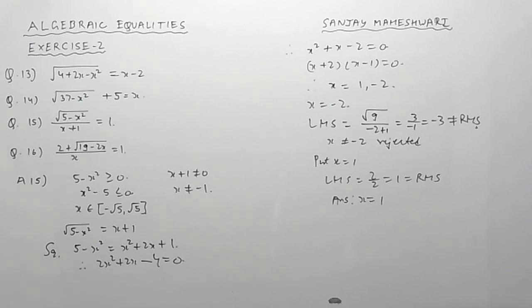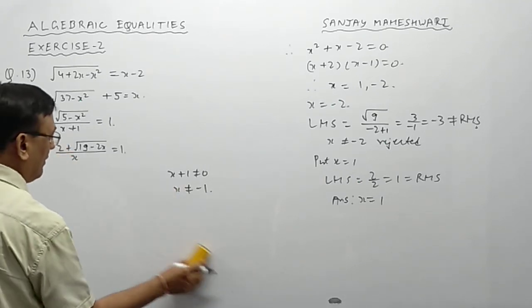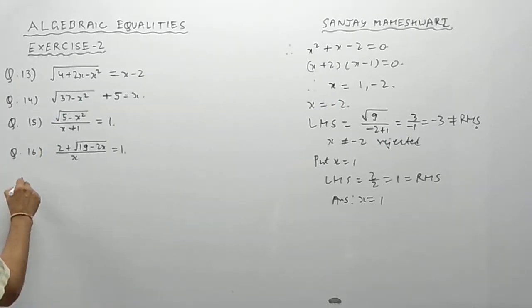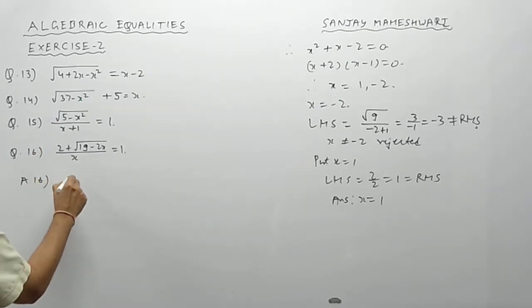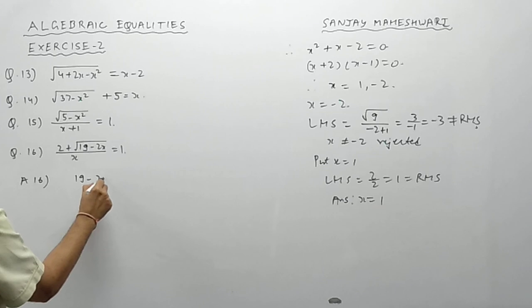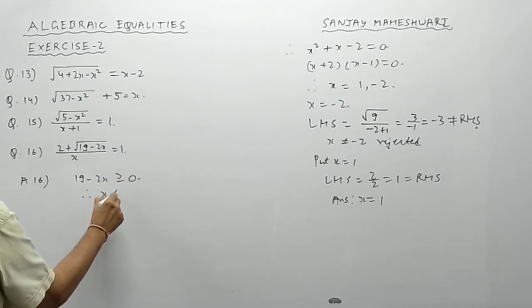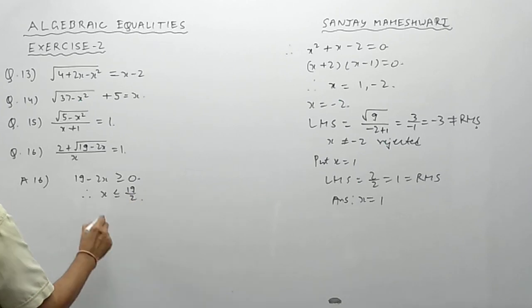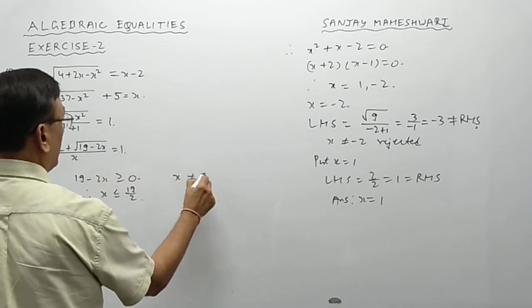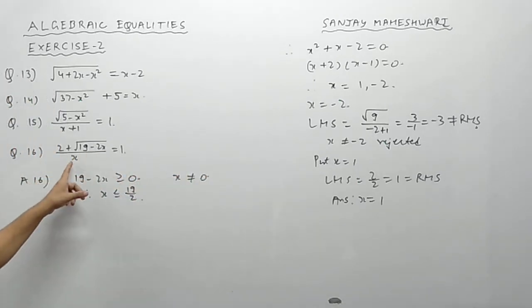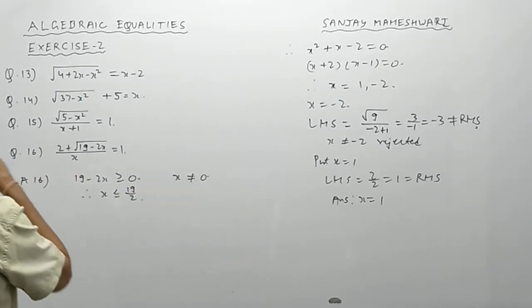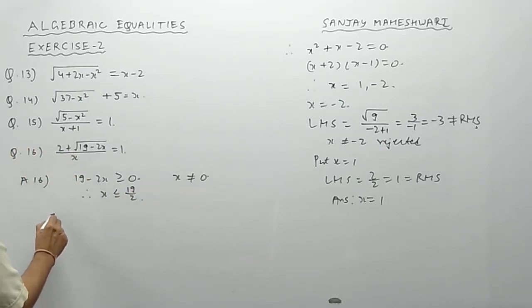The same trick will apply to this question. There will be some preconditions here also. Let us start with answer question number 16. 19 minus 2x should be greater than or equal to 0. Therefore x should be less than or equal to 19 by 2. Number 1. And number 2, x is in the denominator, x should not be equal to 0. So these are the two conditions we need to check. So let us cross multiply.